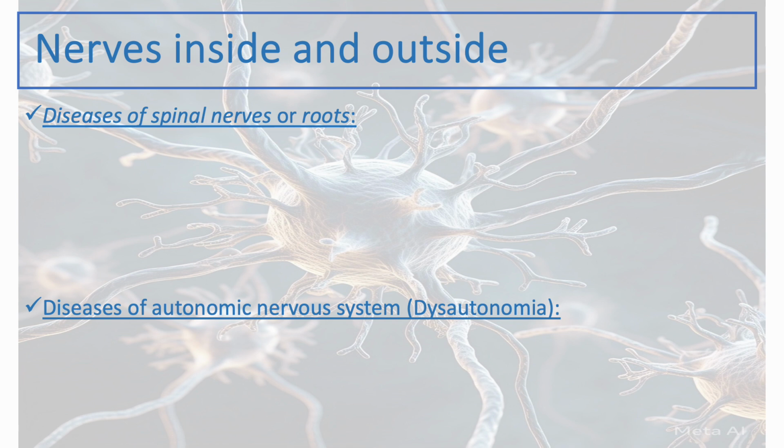So there are some diseases associated with damage to the central and peripheral nervous system that can cause abdominal pain, and these include diseases of the spinal nerves or the spinal roots, or diseases of the autonomic nervous system, or what they call dysautonomia.